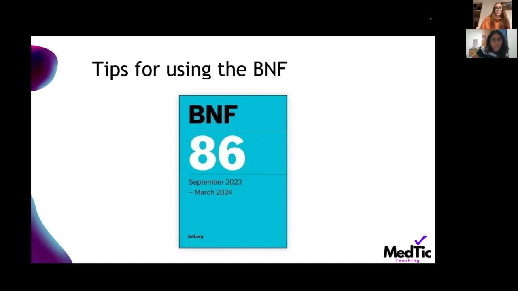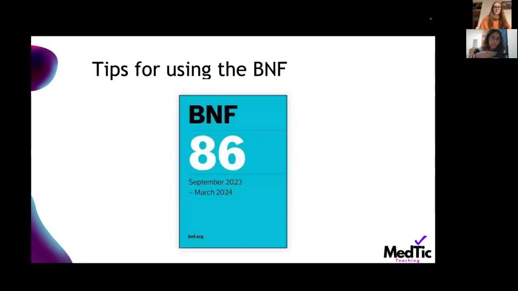The other tip is, I don't know how many of you have the paper BNF available to you. It might be that you've bought it or have it in your library. This can be useful to have during the exam. I personally didn't use it, but I know that Tess did. There is a section at the very back of the BNF that has a big old list of all the common drugs and all of the common side effects that they cause.